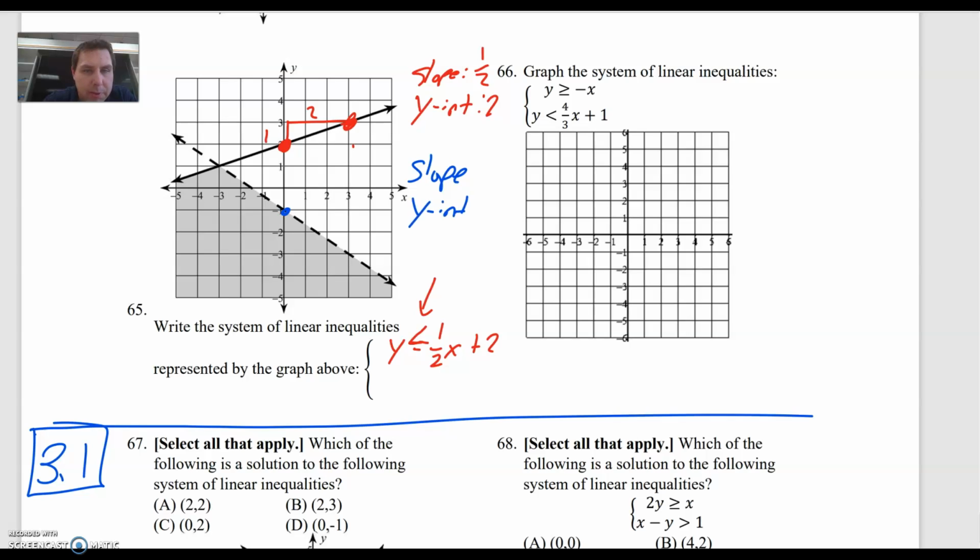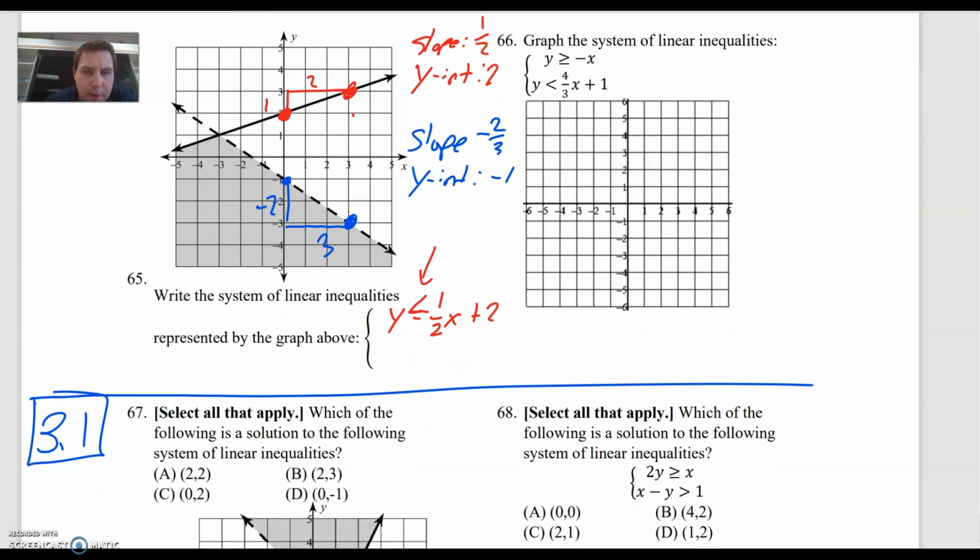I notice the y-intercept here is -1. Our slope, again, looking for nice points. Oh, right there. That's a good one. This is going down 2 and over 1, 2, 3. So the slope is down 2 and over 3. So let's write that equation. Y is going to equal -2 over 3x minus 1.